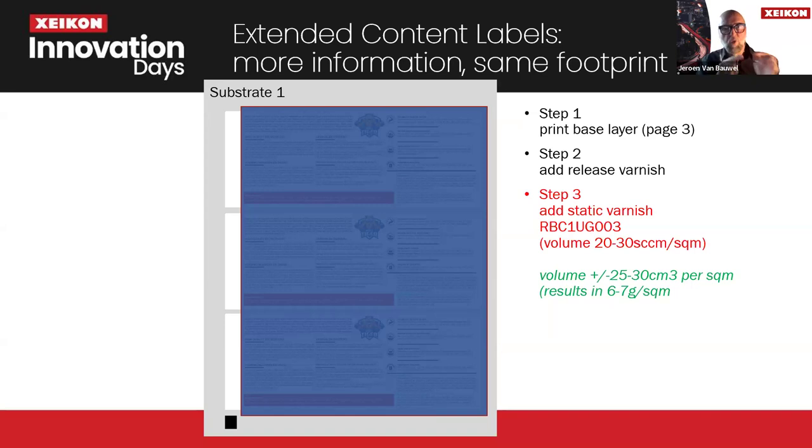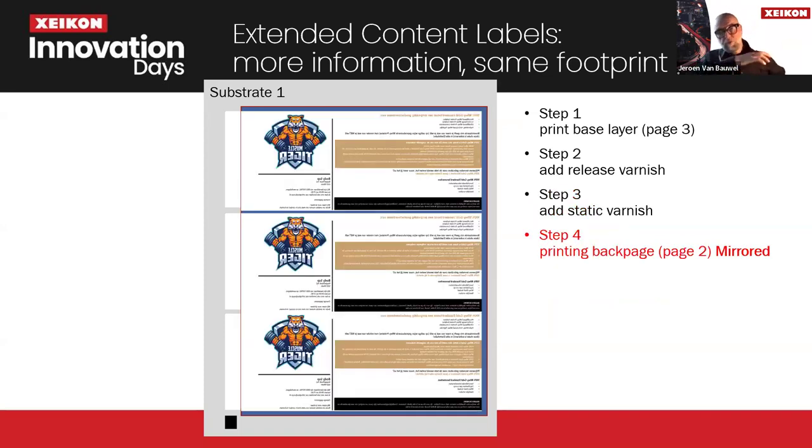Remember that this static varnish will later be responsible for the fact that the backside of the label doesn't feel sticky, while still enabling the reclosure and the reopening of the complete construction. Then we put this roll of labels once more through the XEIKON engine, this time to print the back page, mirrored. That's just a setting in the workflow, so there's no complexity related to that. So we print it mirrored and in register with the earlier prints on top of the static varnish.